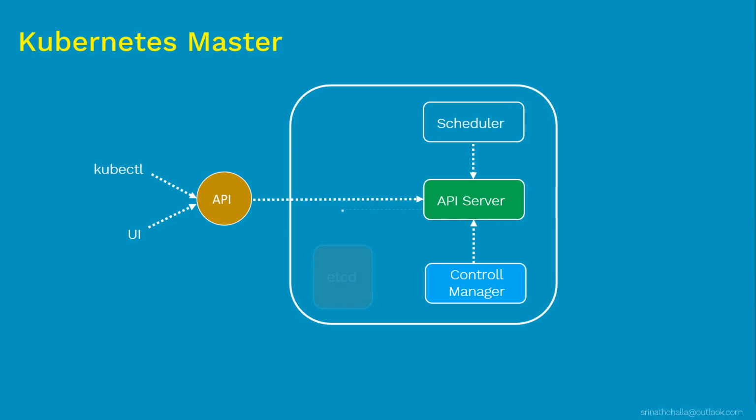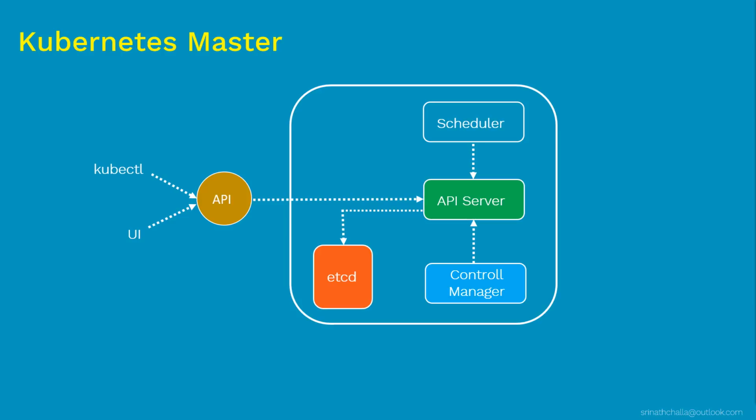Finally, etcd. At the bottom you are seeing what is called etcd. etcd is a distributed key value lightweight database. It is developed by CoreOS. It is a very popular distributed key value database.